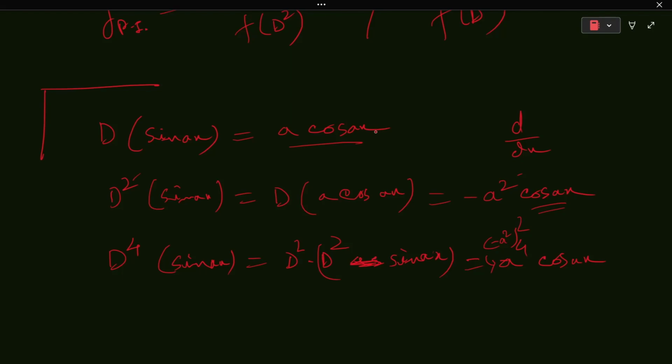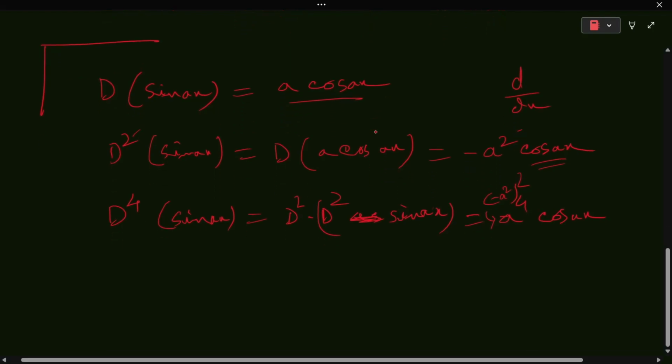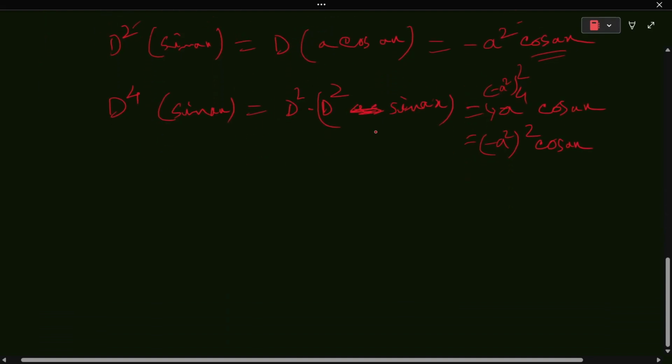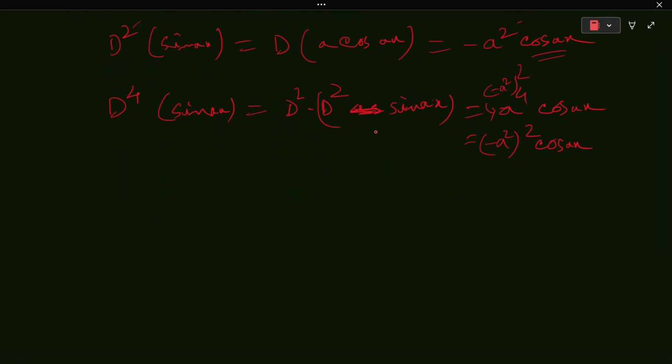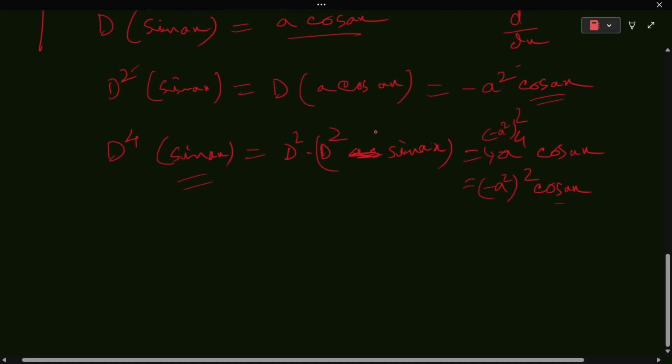So right now I am going to write it as minus a square the whole square sine x. Okay, so what will we have? d to the power 4 means d square whole square, and here we have minus a square whole square, and this is sine x. Okay, so now I am going to show if there is any mistake. d to the power 4 sine x.